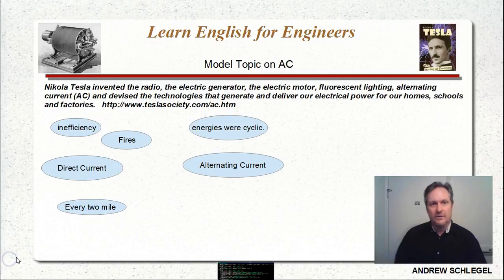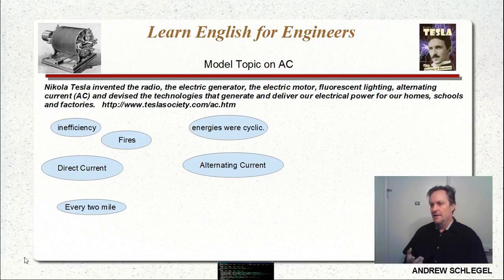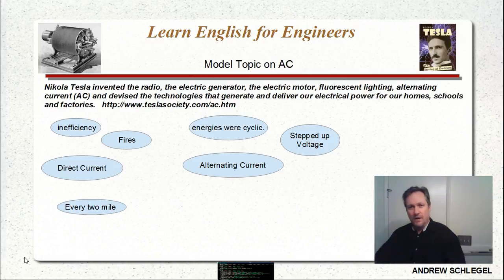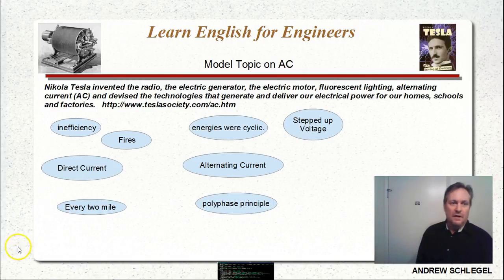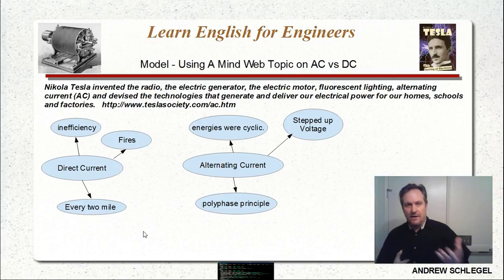For alternating current, we have energies that are cyclic. Anything else about alternating current that Tesla said was an advantage? You can step up the voltage, and we're going to find out why that's important as we move along. Anything else? Polyphase principle, right? Okay, so let's take all of these ideas and connect them in our mind web like this.